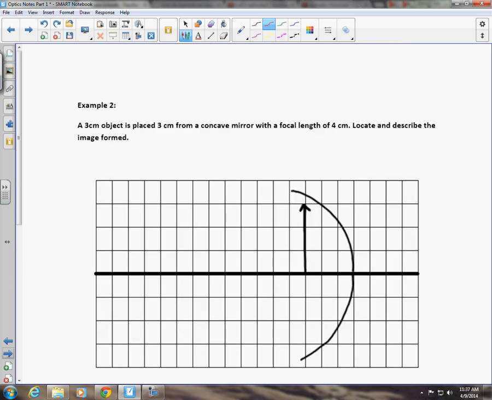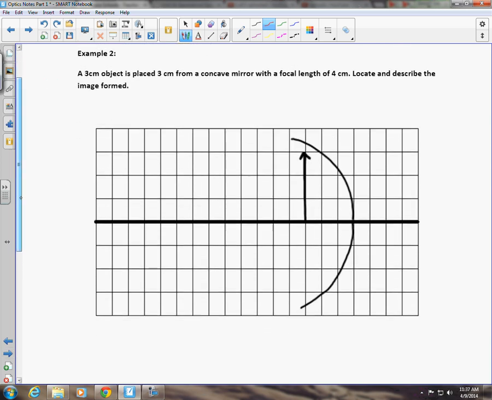Top of the next page. All right, again, I'm going to change this to a 2 centimeter tall object. They're giving me the focal length this time of 4. All right, so that's different. Okay, so I have to place my focus at 4. 1, 2, 3, 4. There's my focus. Remember, the focus is the center divided by 2. So the center is twice as big as the focus, so it has to be at 8. 5, 6, 7, 8. So there is my center.